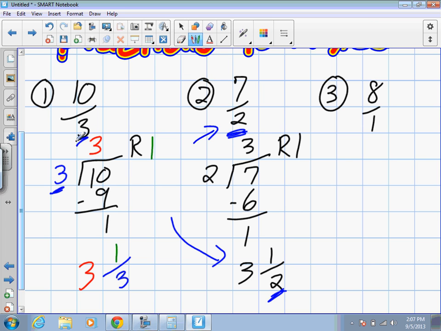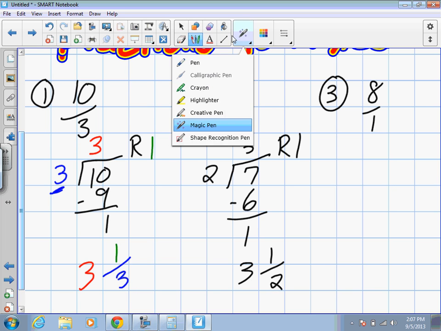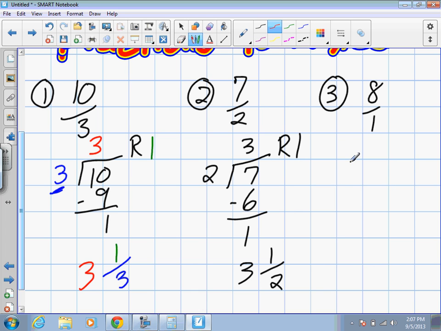We have a 3 and a 3, a 2 and a 2, which means we're going to have what here? We're going to have a 1. Now, without dividing, does anyone know what this is going to be as a whole number? 8, that's right. 8 divided by 1 is just the value of 8. Okay, so that's it, we're done. That's that as a mixed fraction. It's just the value of 8.